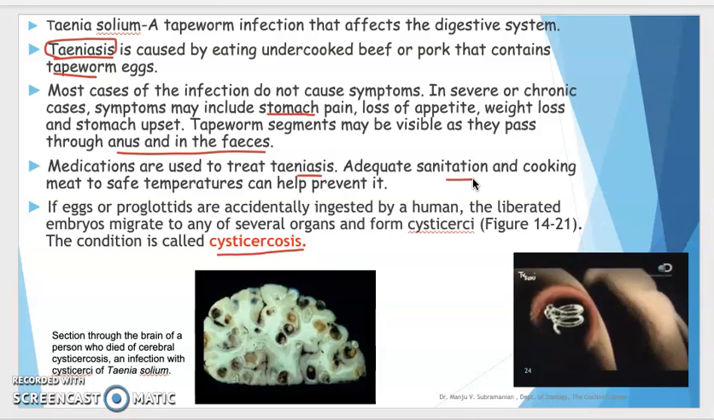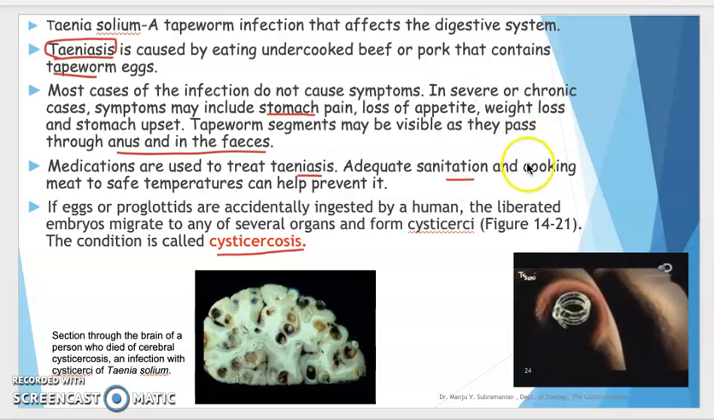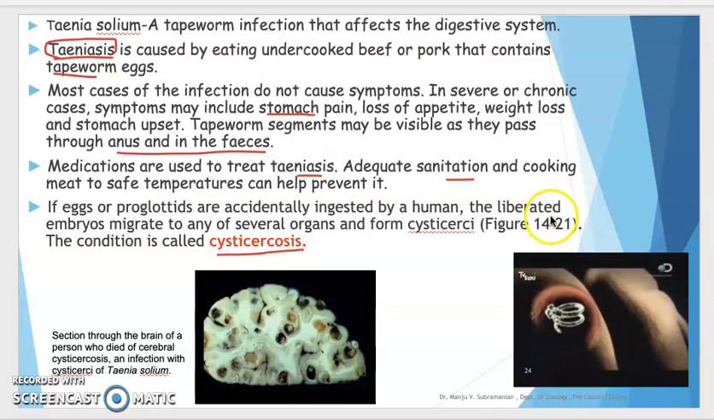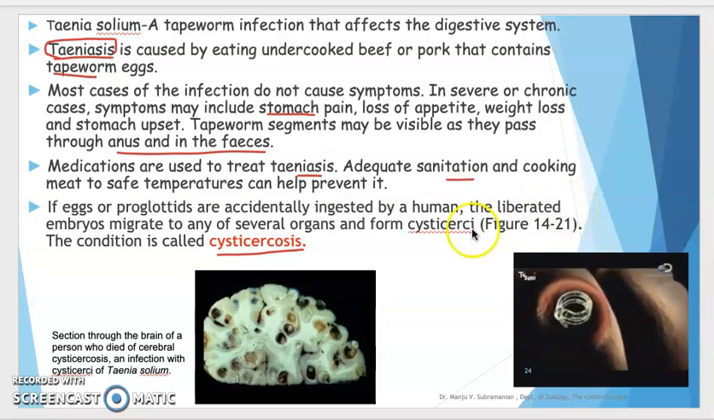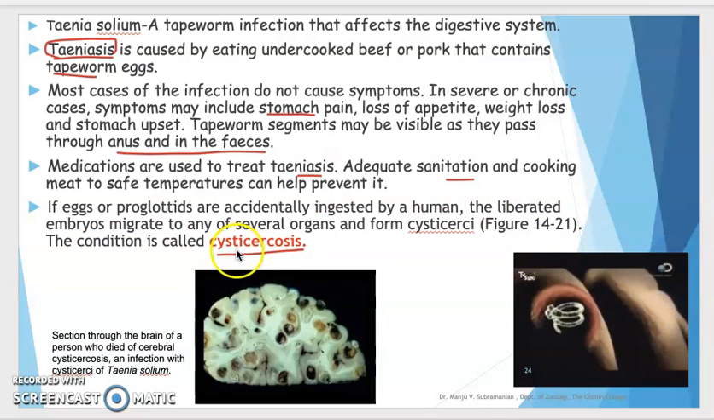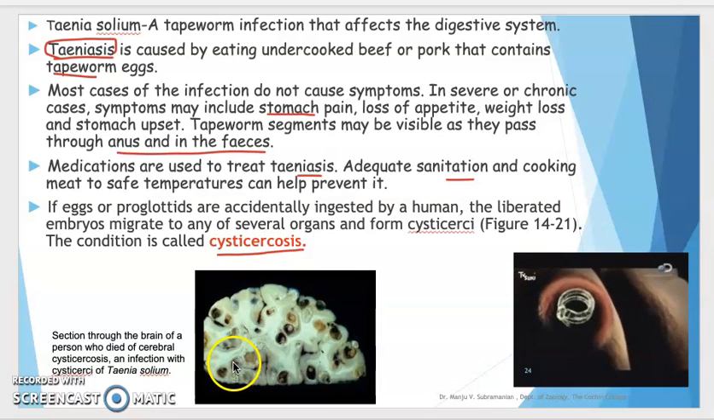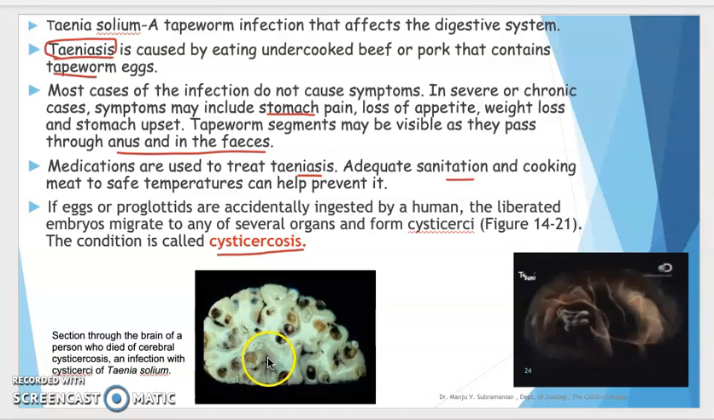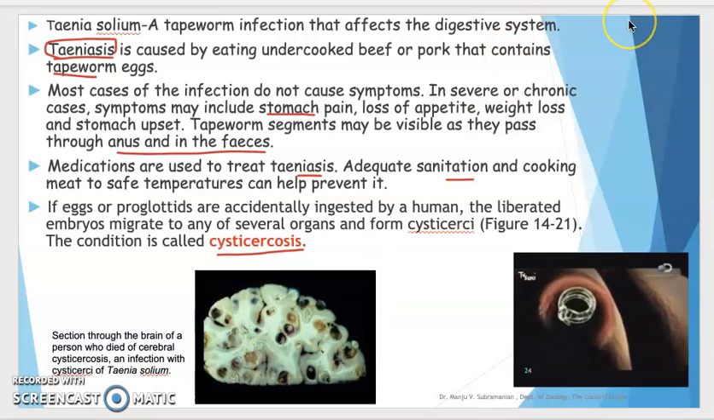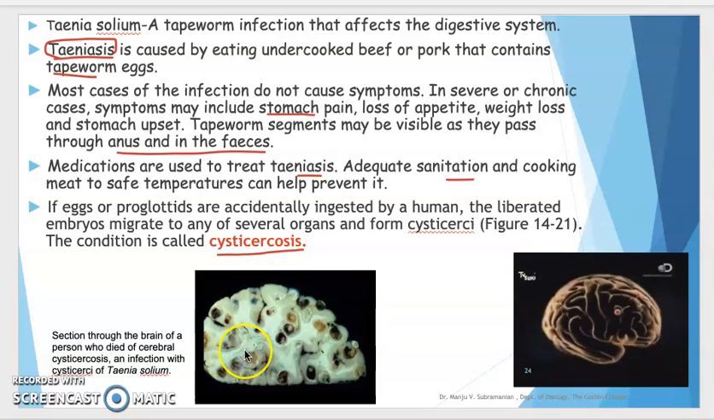Okay, so then if the eggs or the proglottids are accidentally ingested by the human, the liberated embryo migrates to several parts of the organs through the blood and forms the cysticercae, and this condition is called cysticercosis. So this is a picture showing the heavy infestation of a brain with the cysticercae. It is a cross-sectional view of a brain of a person who died of cerebral cysticercosis and the infection of cysticercae of Taenia solium.